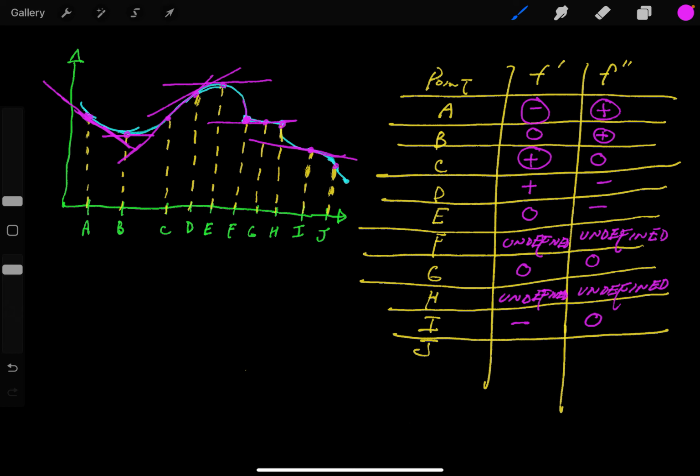Here at J, we have something that looks like this. It looks like the tangent line is above the curve, so it's concave down, and this is negative. And the slope of the tangent line is for sure negative.